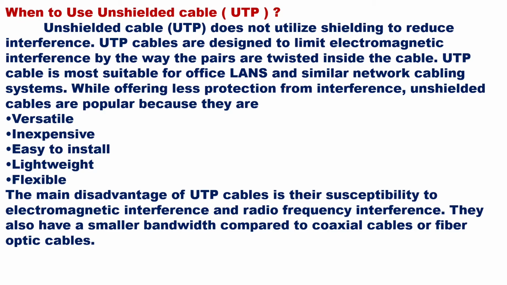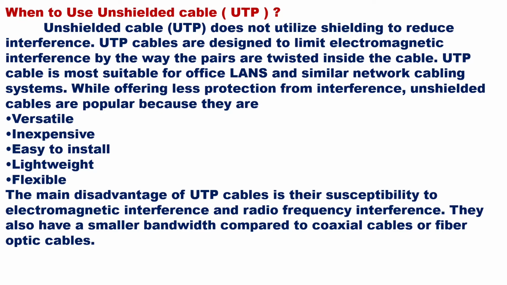UTP cables are designed to limit electromagnetic interference by the way the pairs are twisted inside the cable. So only the twisting effect is going to limit the electromagnetic interference. Apart from that, you don't have any other measures by which you are going to reduce the interference.